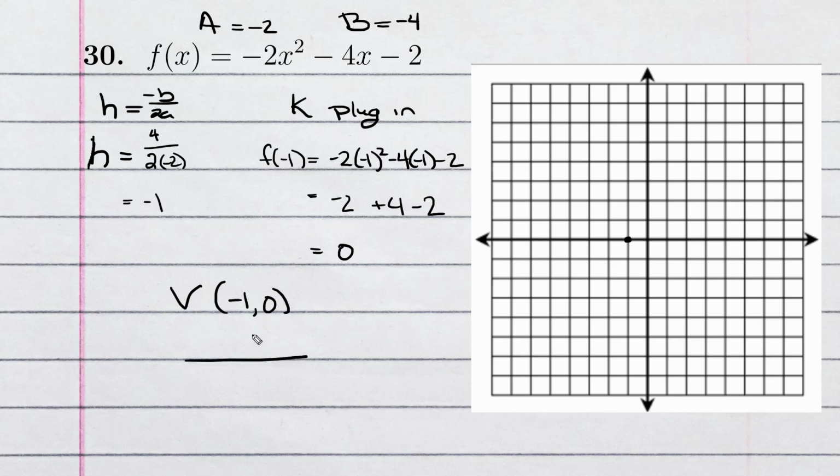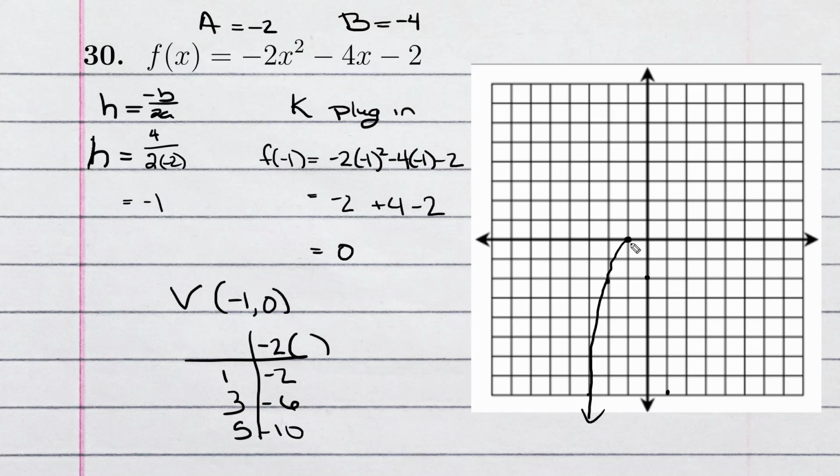So now I can find my graph by doing that 1, 3, 5 and multiplying it by my A. My A in this case is negative 2. So negative 2 times the 1, 3, 5 gives me negative 2, negative 6, and negative 10. So from this point, I drop down 2, go out 1, drop down 6, go out 1, and that gives me my graph.